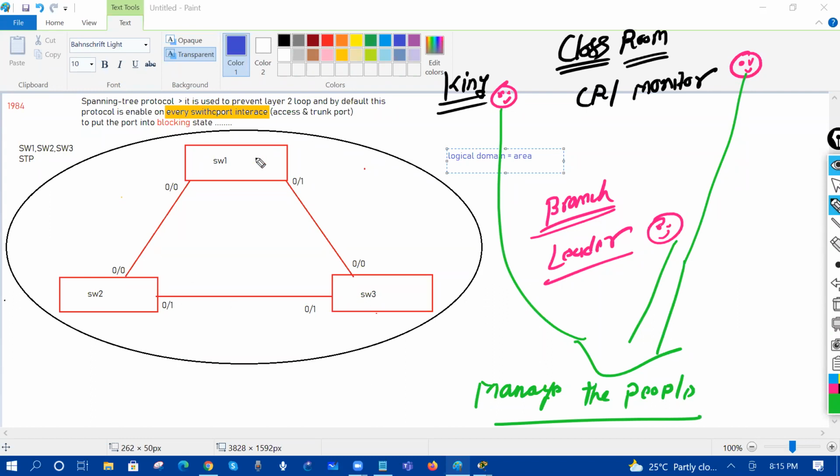Don't you think the same thing happens over there? In this logical domain, the spanning tree protocol is enabled, and I need to find one king, or we can say one CR, or one leader to manage the entire set of switches. I just have switch 1, 2, and 3 right now, but it could be 20 switches, or it could be 100 switches as well. So I need to find one guy who will manage the entire domain.